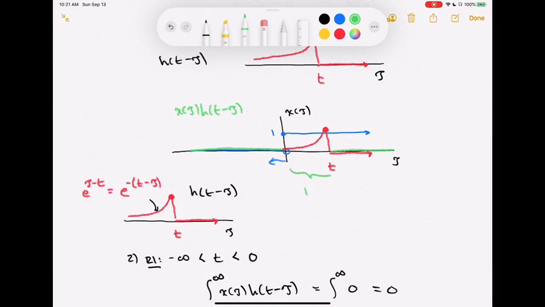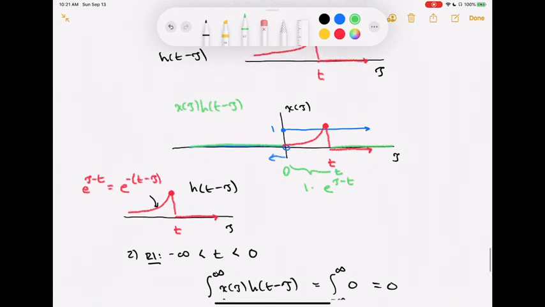It's going to be 1 times my exponential, which was what? It was e to the tau minus t. We had already figured out that parameterization. So the product of those two functions on that interval is where x was non-zero, it was a value of 1, and where h of t minus tau was non-zero, it was parameterized as e to the tau minus t. And where does that occur from? It occurs from 0 to t.